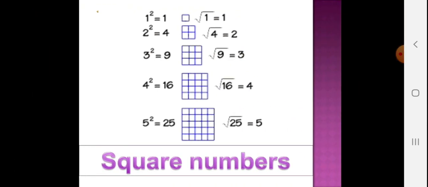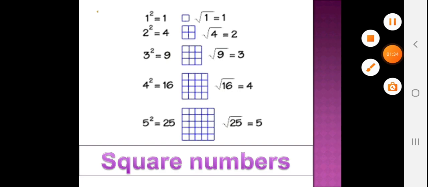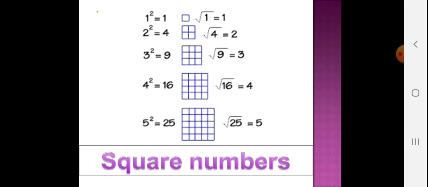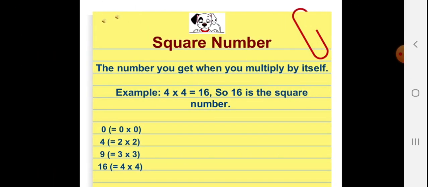Now, square root. That is, how many times a number is multiplied with itself. So 1 square is 1, so the square root of 1 is 1. 2 square is 4, the square root of 4 is 2. 3 square is 9, the square root of 9 is 3. 4 square is 16, the square root of 16 is 4. 5 square is 25, so the square root of 25 is 5.